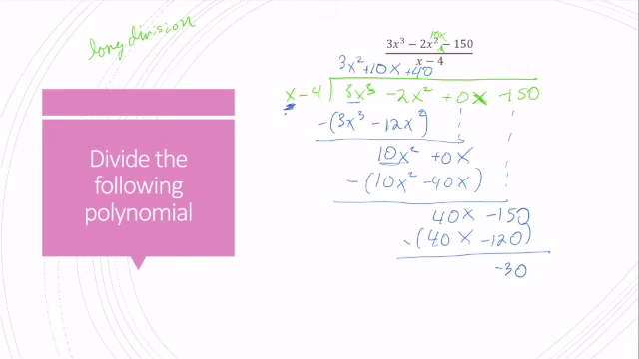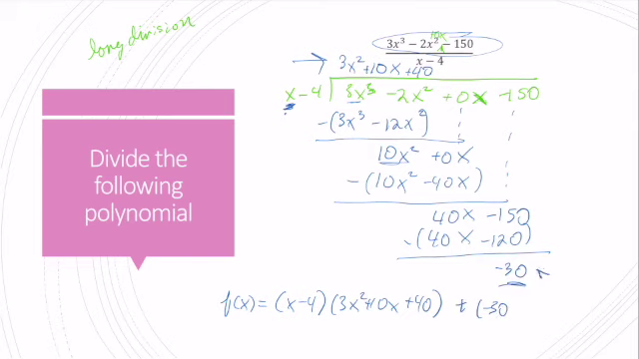So how did this break down? So now I know that my original function, this top one, could be written as x minus 4 times 3x squared plus 10x plus 40, plus negative 30. This right here is my remainder, and these right here are my factors. And if I wanted to, I could factor this even more, right? This is a degree 2 quadratic, and we know how to factor those apart even further.